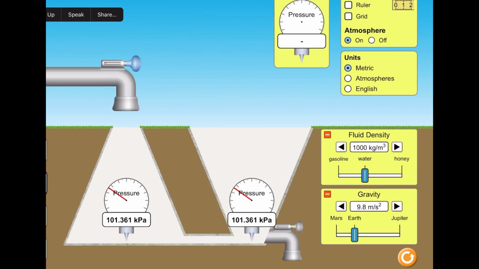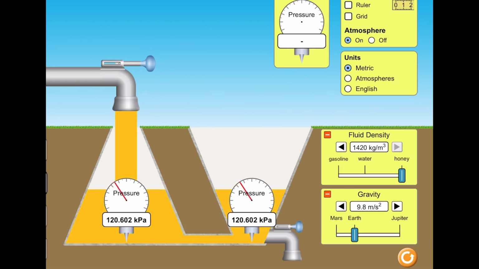Okay, so let's increase the density; I'm increasing the fluid density. Let me take honey instead of water. So what is your expectation now? What will happen to the pressure this time? The pressure should definitely increase, correct? See, if I fully fill both vessels with honey, you can see that the pressure has increased.